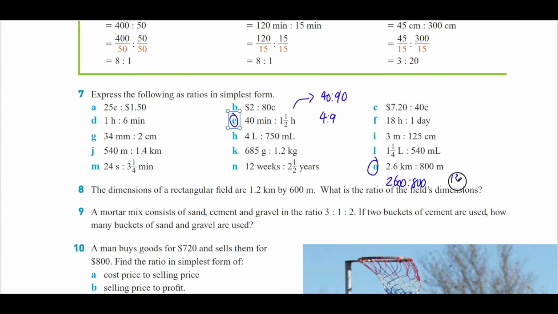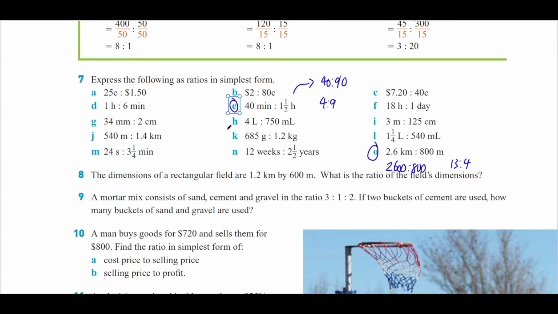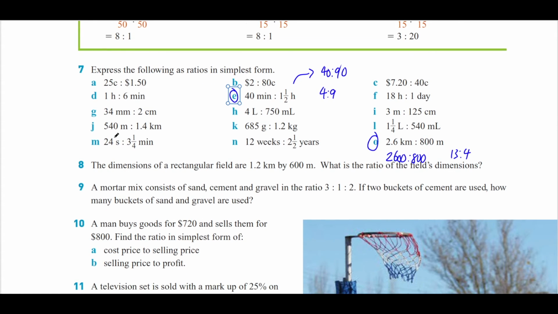So you get 13 to 4. So that would be the simplest form ratio. Right? Let's take a look at another one. 24 seconds to 3.25 minutes. Okay. So let me just tell you a trick that you can use for these questions.